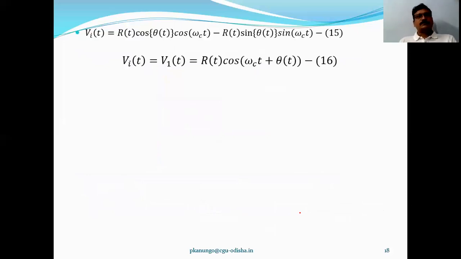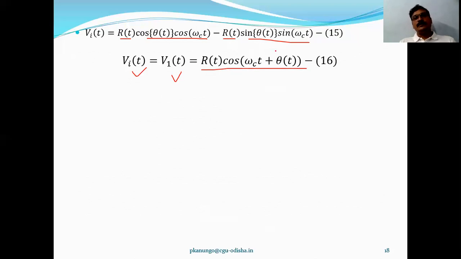So now, if you look at this equation, this is like cos a into cos b minus sin a into sin b term. So that is a cos a plus b term. Now, because RT is constant, if I take RT common, then this is the cos a into cos b and sin a into sin b term. So therefore, this equation can be represented as, the input signal, that is Vi or V1t, can be written as RT cos omega ct plus theta t term.